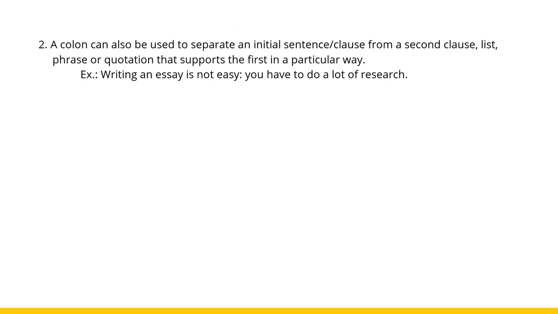The second way of using a colon is to separate an initial sentence, in other words a clause, from a second sentence, list, phrase, or quotation that supports the first in a particular way. Here is an example that I'm going to read for you. Writing an essay is not easy: you have to do a lot of research. As you see, after "writing an essay is not easy," I have a colon, and then the second sentence, "you have to do a lot of research." These two sentences support each other. The second part of the sentence supports the first part. And this is one way of using a colon.